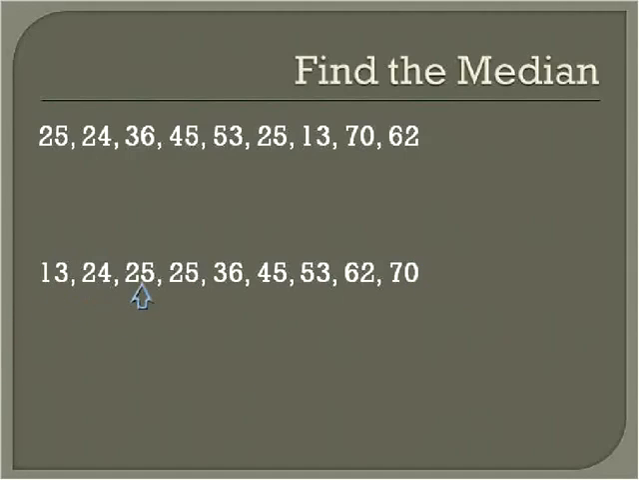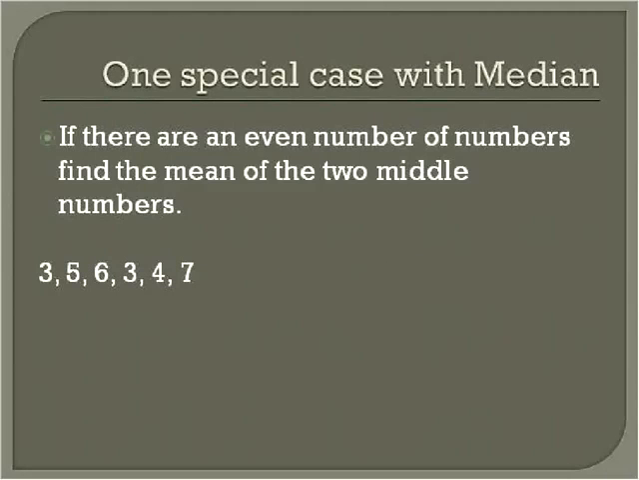And now we count through here: 1, 2, 3, 4, 5, 6, 7, 8, 9. There are 9 numbers, so the number right in the middle is 36. That's going to be our median. It's the number right in the middle.